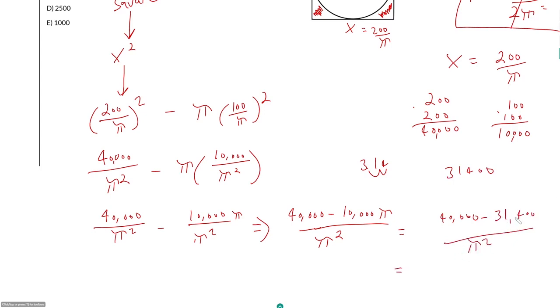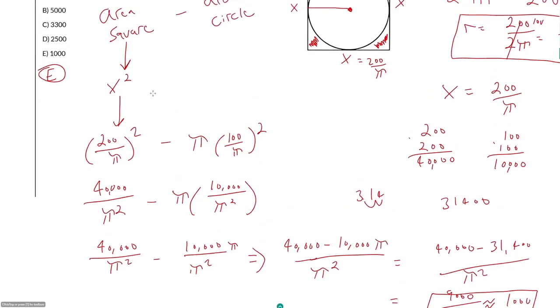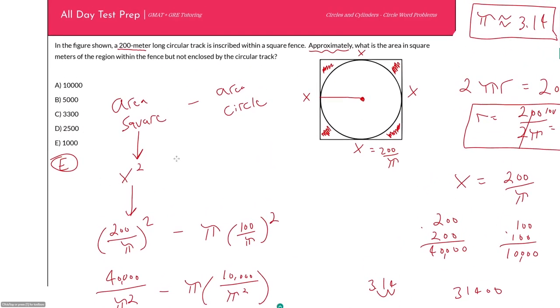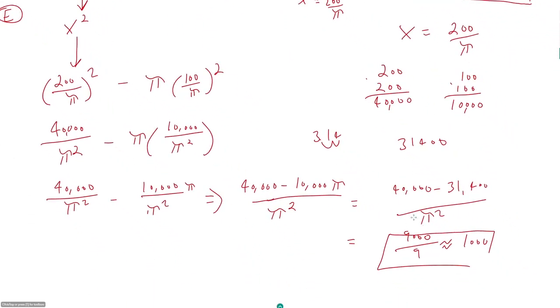So what would this be? Now if I just maybe estimate this as 31,000, then 40,000 minus 31,000 just leaves me with 9,000. Then I could probably estimate pi is just 3 here. So 9,000 over 9, approximately 1,000, answer E. The reason we can do that is because our answer choices are pretty spread apart. If they were closer, I probably would have to do some multiplying with this decimal here of 3.14.